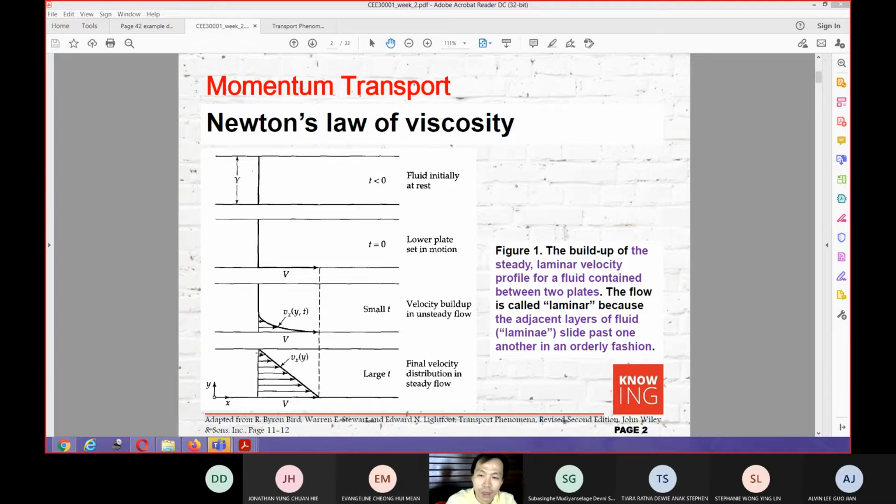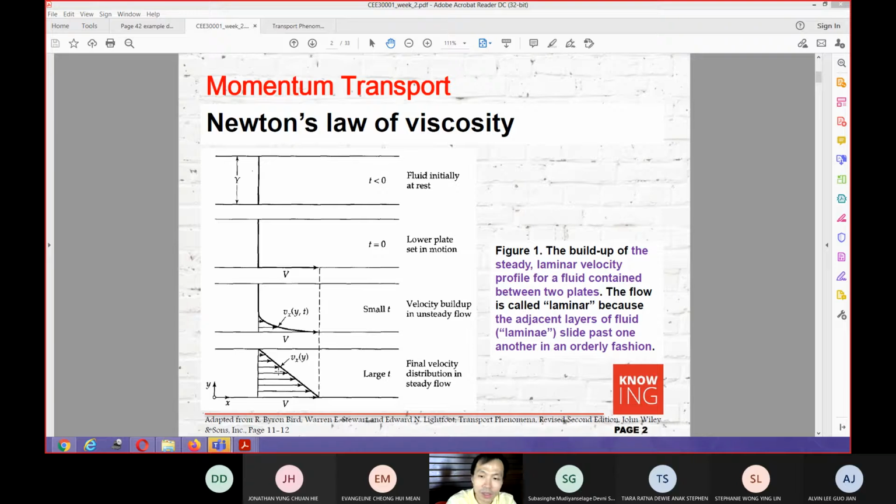Okay, so I want to ask you, where is the direction that the velocity increases? The direction will be in this direction, right? It will go in the downward direction, correct? So the velocity increases in the downward direction. But the momentum transfer is in the direction from the high velocity to the low velocity. It's the same as the heat transport. The heat transport basically will transfer from the high temperature to the low temperature.